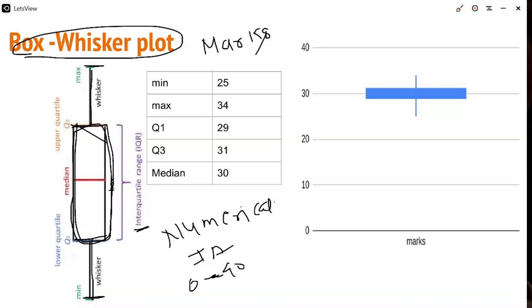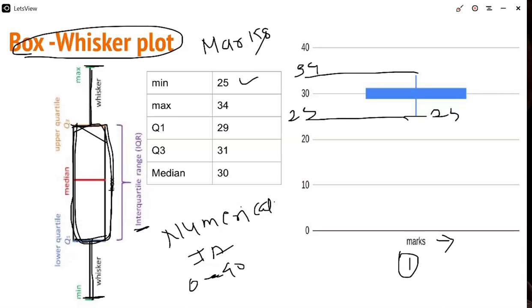Now, for the marks scored in the machine learning course, the minimum value is 25. See, this is the actual box whisker plot for my marks variable. So the minimum value is 25, and the maximum value is 34. Then Q1 is 29, and Q3 is 31, and my median is 30.